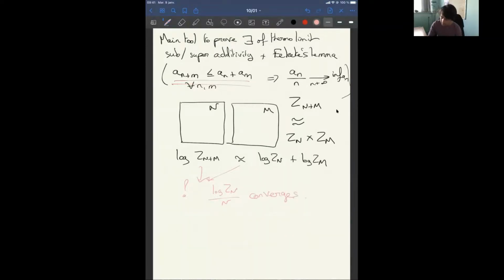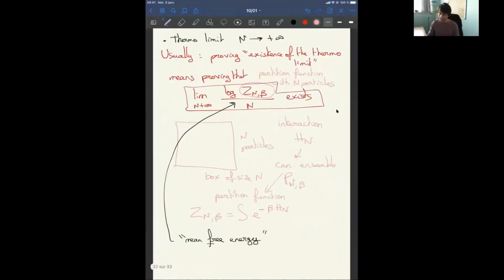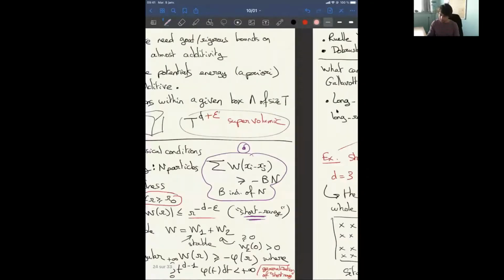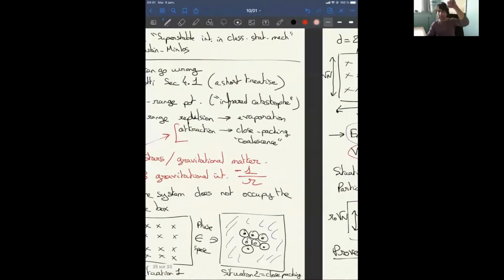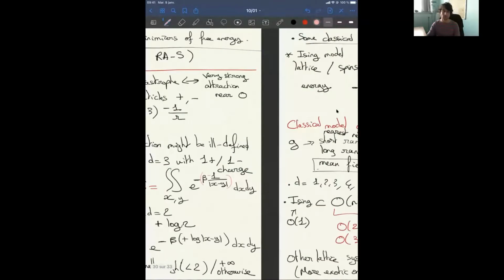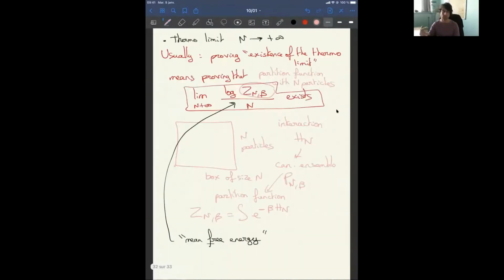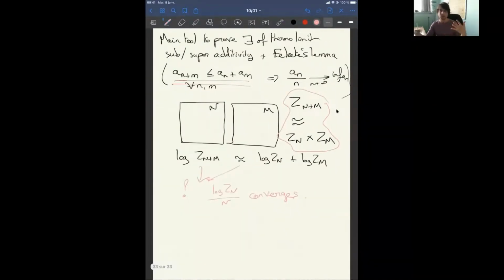Okay, and why should that be true? Well, for example, if the interaction is short range, then it's sort of the same argument as what I sketched last time, right? There was almost subadditivity of the energy. And so if you plug that in the definition of the partition function, you can hope to prove some kind of almost additivity of the log partition function.